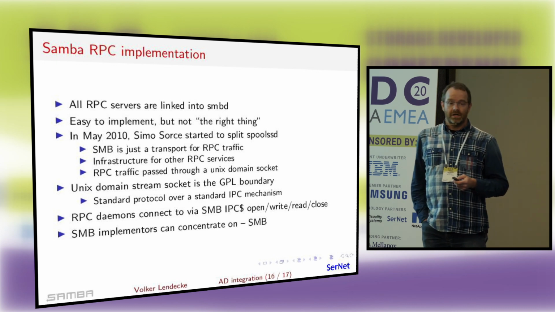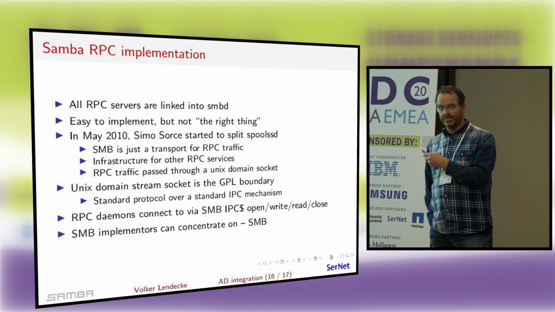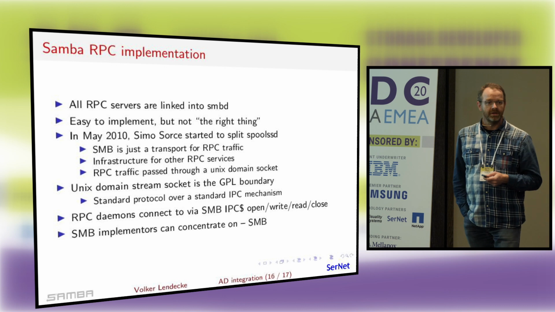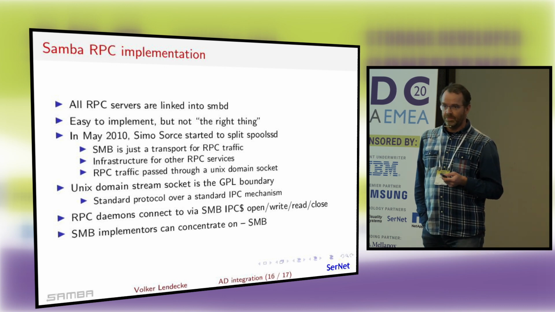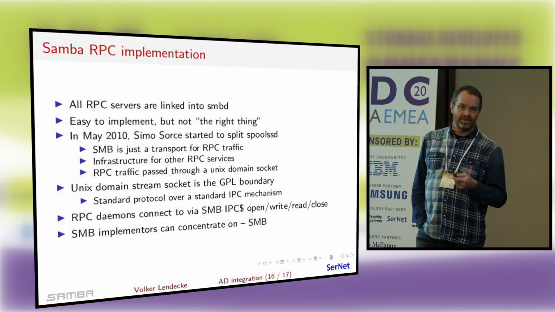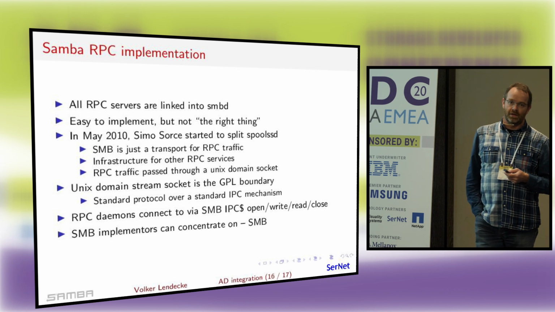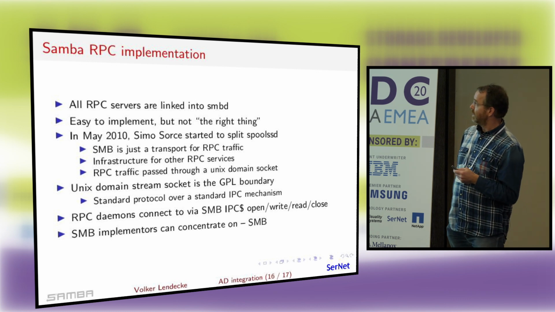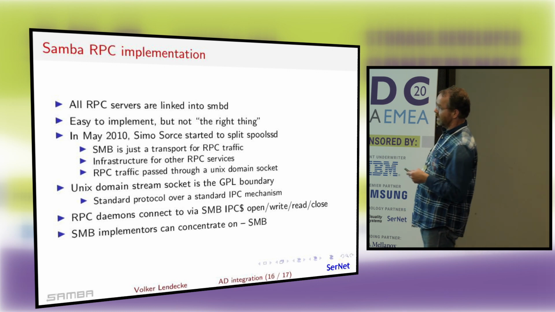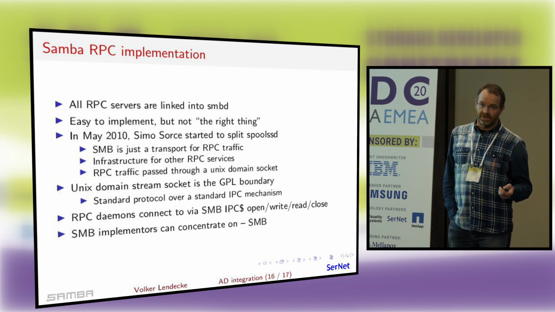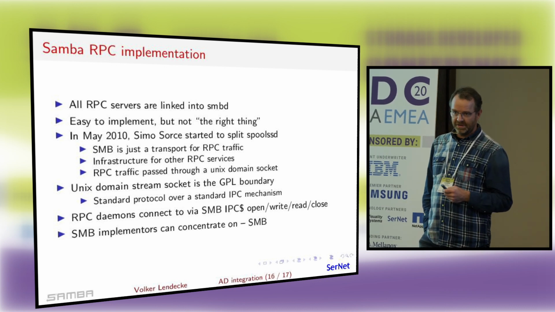And if you look at our current implementation, somebody from the Samba team, Samuel Cabrero, is right now reworking this. We are not implementing the protocols the right way. This is right now all linked into SMBD or the Samba binary. This is pretty easy to implement. And in 2010, Simo Sorce started to split out the printing daemon. In Windows, printing is also done over RPC.